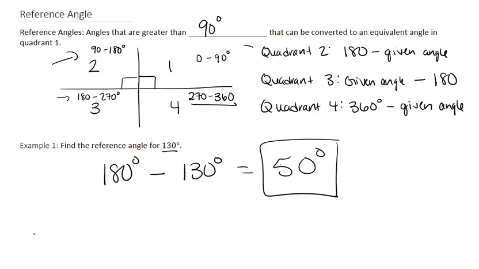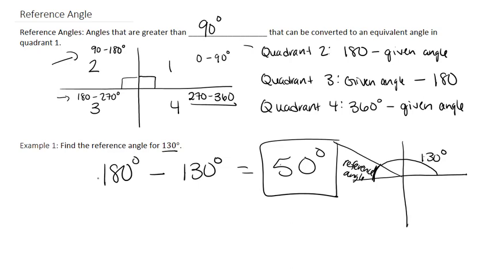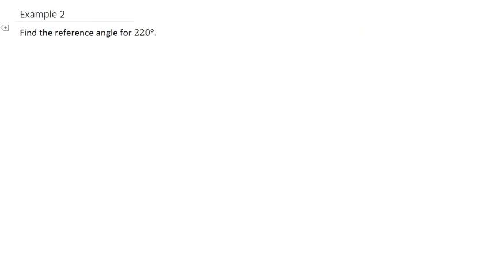Let's also visualize this. So if we have our 130 degree angle, it's landing somewhere over here. So this whole angle here is 130 degrees. This is our reference angle that we're looking for here. So when we subtract 130 from 180, we get 50 degrees.